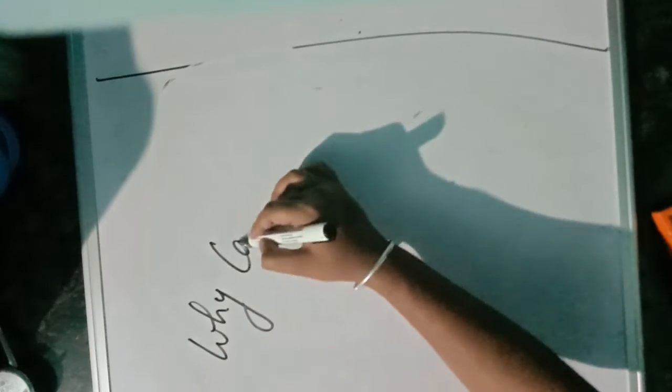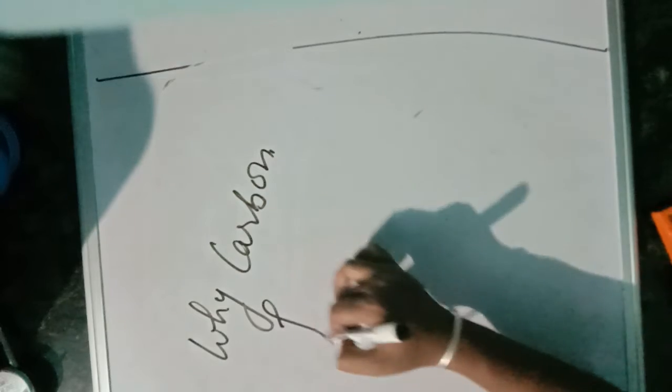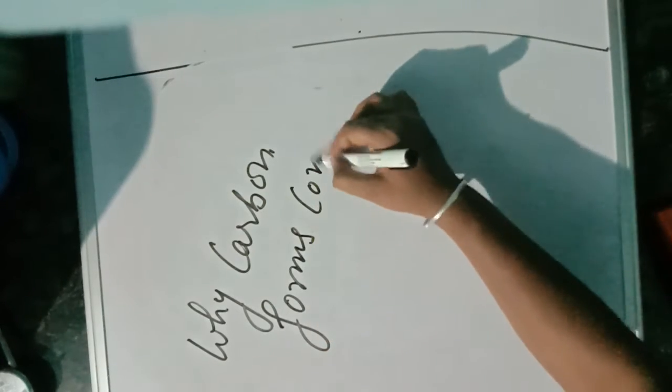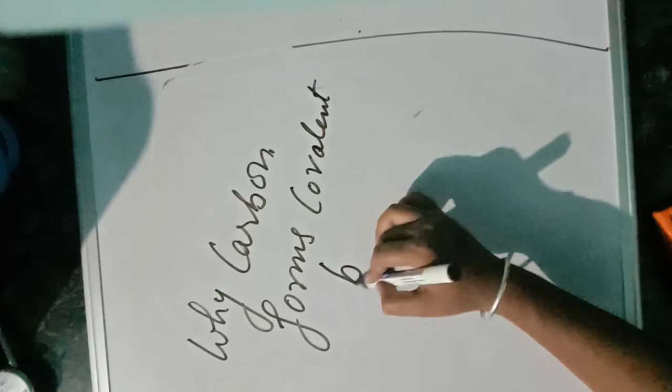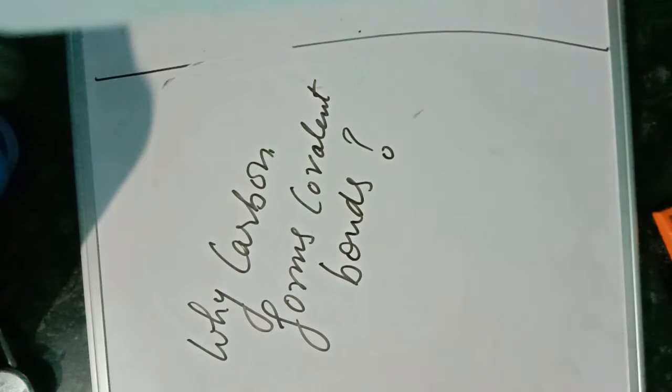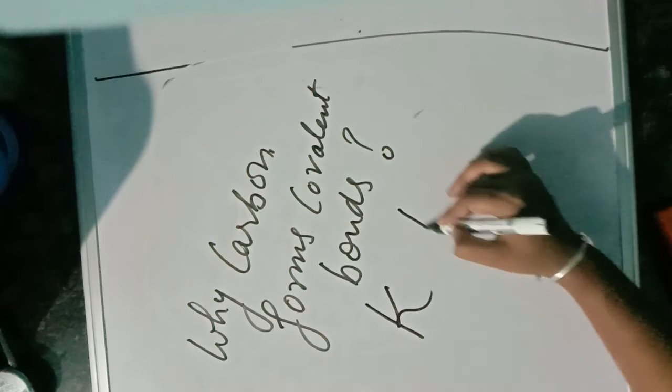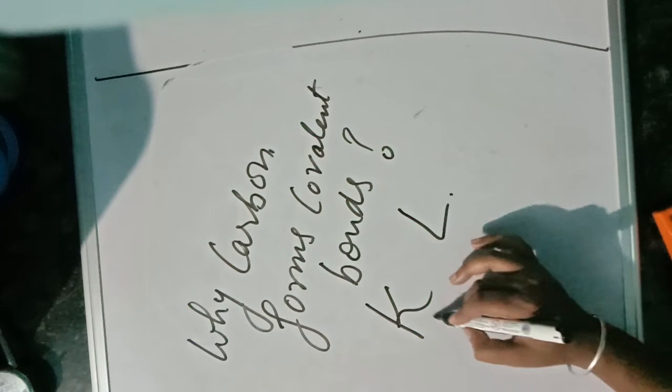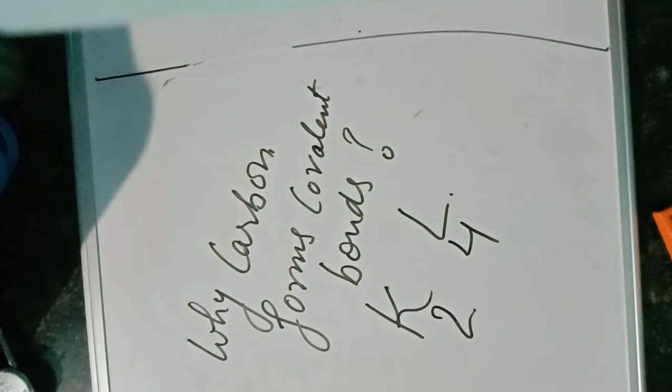Why does carbon always form covalent bonds? This is a question. So why does it form these covalent bonds? First of all, we have a K shell and L shell. Okay, it has 2 electrons, it has 4 electrons. In the outermost shell they have 4 electrons, so they have a tendency to lose or gain electrons.